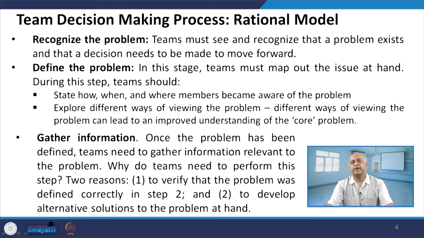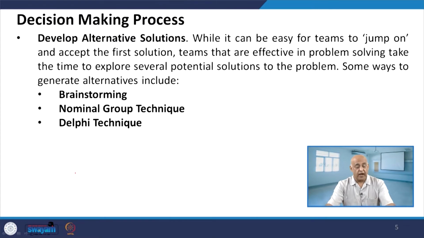Secondary data will be the books and magazines related to that particular problem or issue. And develop the alternative solutions. While it can be easy for teams to jump on and accept the first solution, teams that are effective in problem solving take the time to explore several potential solutions to the problem.